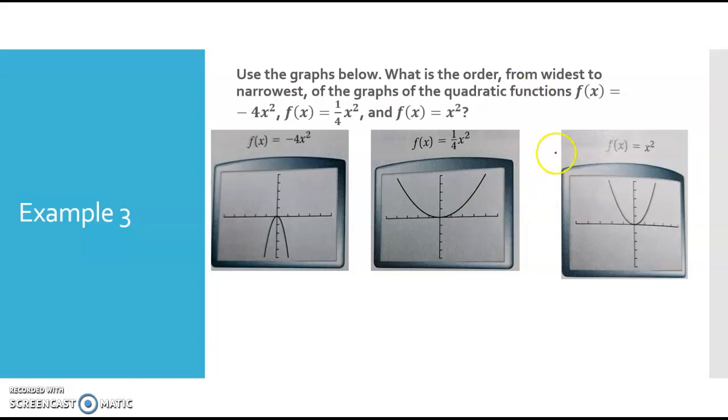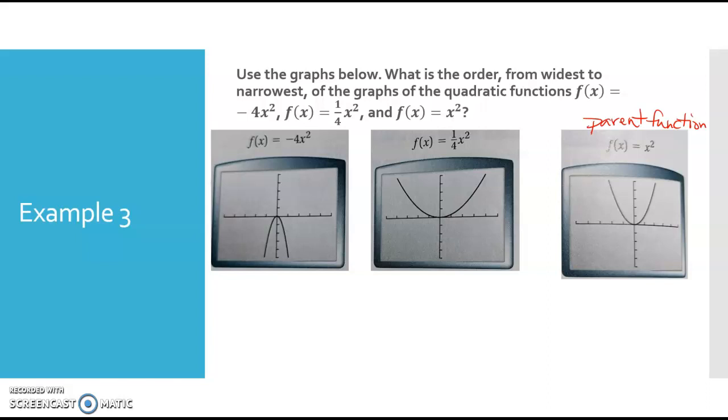But we have the equation. So this graph here is y equals negative 4x squared. This graph here is y equals 1/4 x squared. And this graph here is that parent function, right? That most simple function. Y equals x squared, or f of x equals x squared.